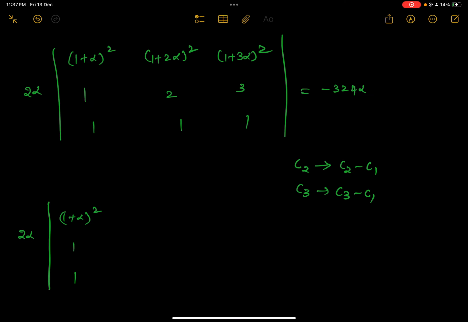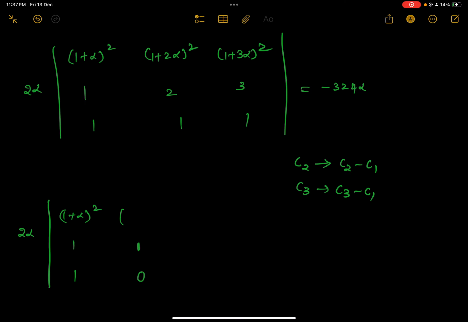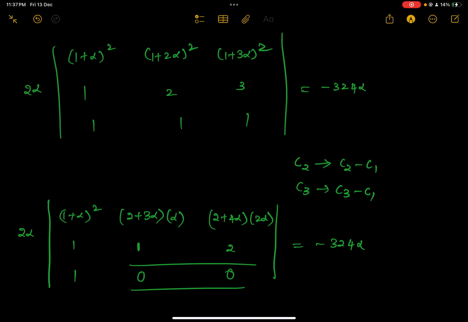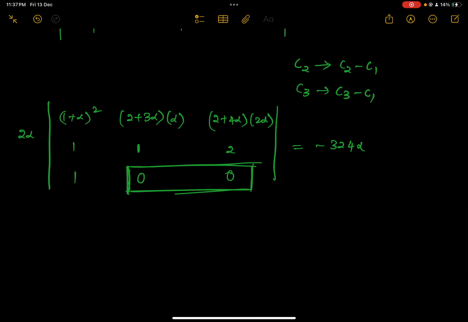And column 2, so 2 minus 1 is 1 here, 1 minus 1 is 0. And (1 + 2 alpha)², so that will be (a + b) into (a - b) again. So (2 + 3 alpha) into alpha. Alright, here C3 minus C1 if we do, that will be (2 + 4 alpha) times 2 alpha. And this will be 3 minus 1, that is 2. And this will be 1 minus 1, this is 0. So if you observe, we made these two terms 0. So in any row or any column, if you are able to make two terms 0, it will be very easy to evaluate the determinant.